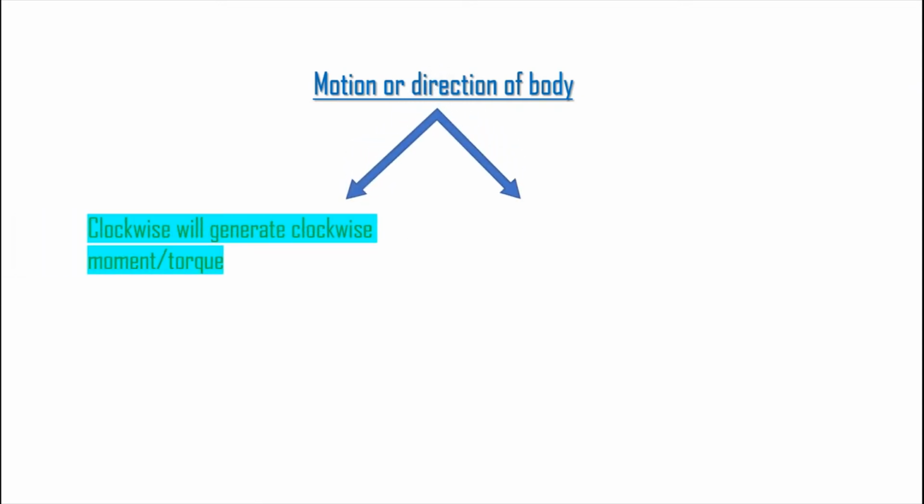Now, the motion or direction of a body. There are two motions. If a body is pivoted and you apply a force, there will be two kinds of motion. It will be a clockwise motion or an anti-clockwise motion. So a clockwise motion will generate a clockwise torque or clockwise moment. So motion of a body in a clockwise direction will produce a clockwise torque.